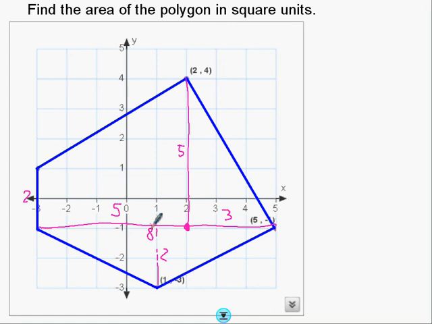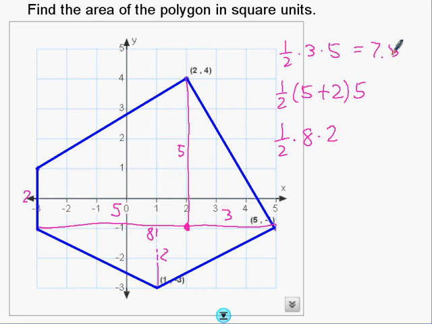So, adding up the parts individually, this triangle, the area is 1/2 times the base times the height. The trapezoid over here, the area is 1/2 base 1 plus base 2 times the height. And the triangle at the bottom, the area is 1/2 times the base times the height. So this is 7.5. This is 7/2 of 35 is 17.5. And this is simply 8. If I add these up, the area of the extremely irregular pentagon is 33 square units.